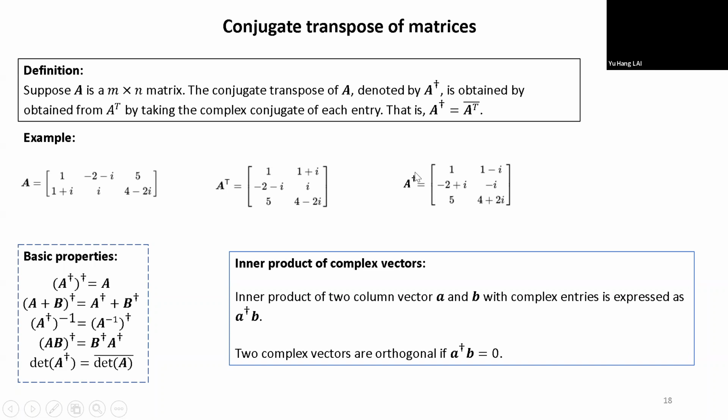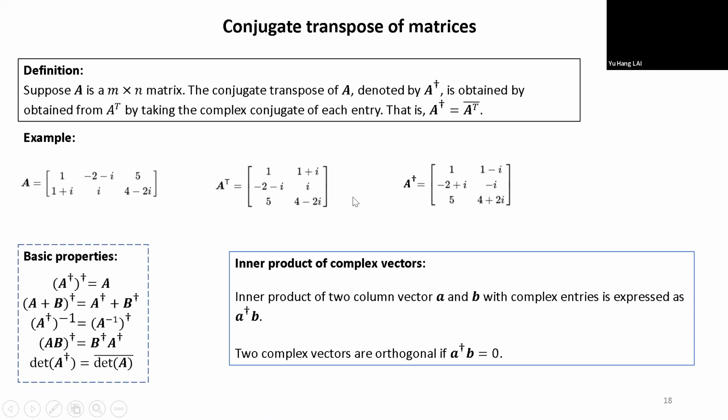This conjugate transpose is usually denoted by this symbol here. This is a dagger symbol. You will see this dagger symbol again in your quantum physics class, but it is the symbol that we use. It really means taking the transpose and then taking the complex conjugate.